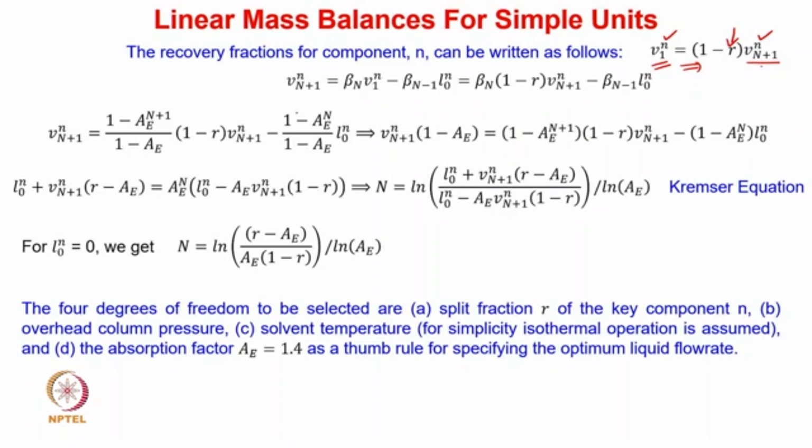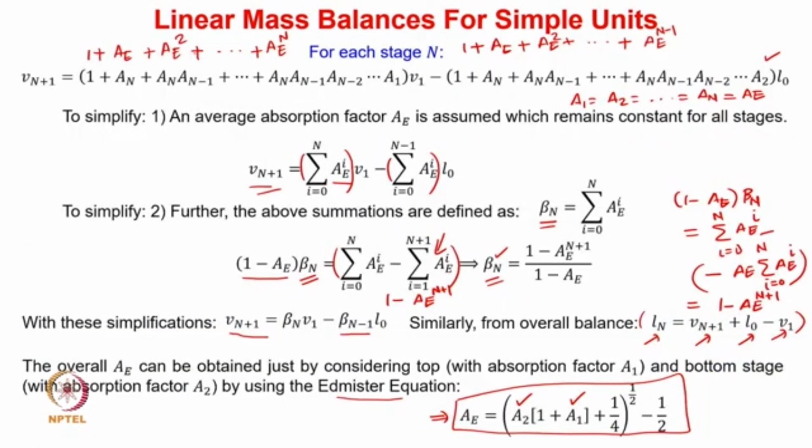Original equation was what? Original equation was Vn plus 1 is given as beta n V1 minus beta n minus 1 L naught. That is the equation we have derived. See, this is the equation we have derived. Vn plus 1 is given as beta n V1 minus beta n minus 1 L naught. Here I have omitted the superscript with respect to the components.